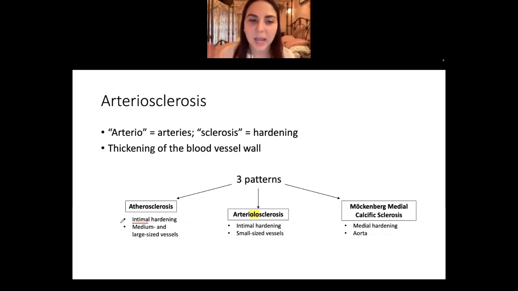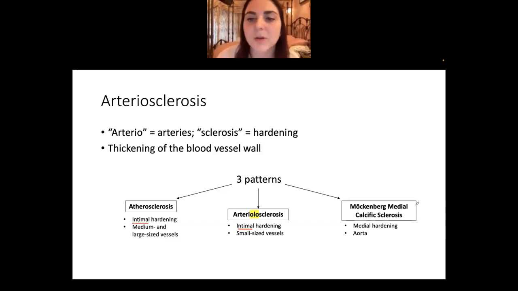Thinking about atherosclerosis, if you know someone that has high cholesterol or whatever, that's usually going to be the medium and large vessels. Arteriolosclerosis, the little olo, is now smaller vessels. So atherosclerosis is medium and large, arteriolosclerosis is going to be small, but it's the same thing. It's still going to be intimal hardening.